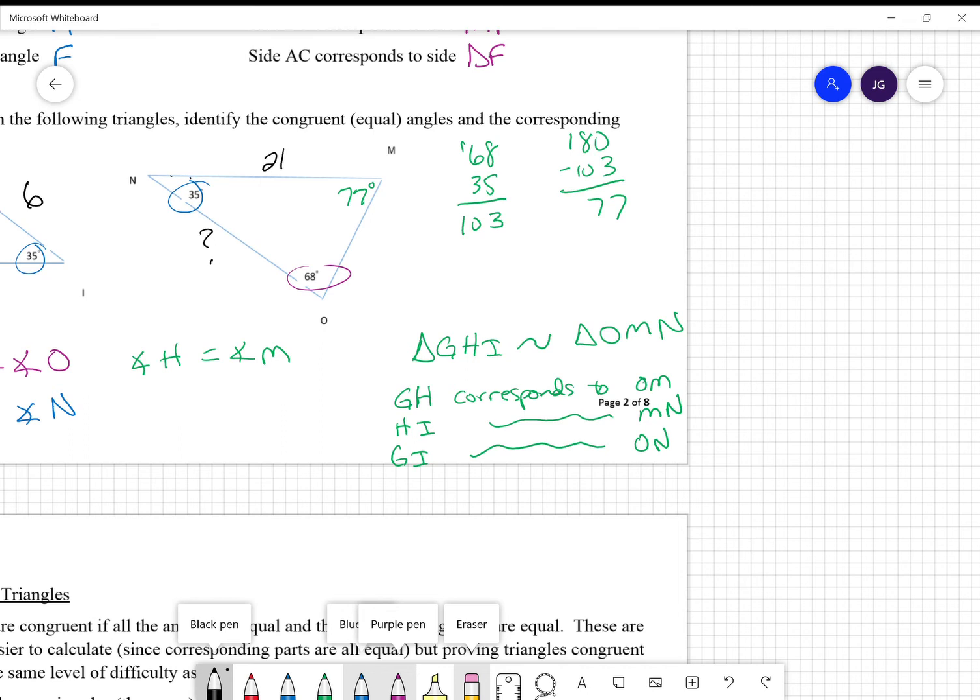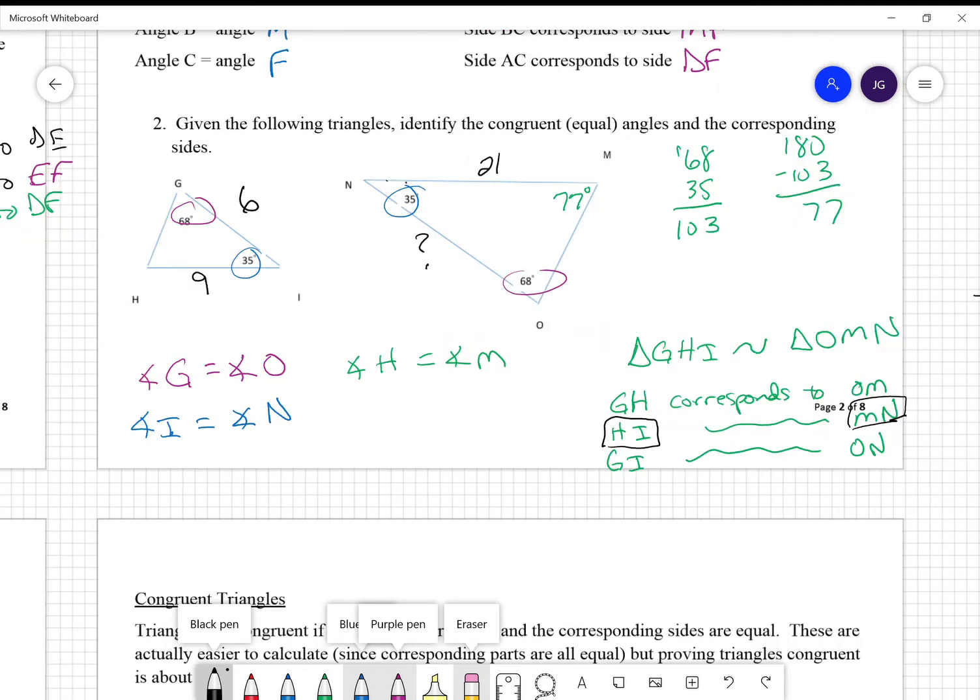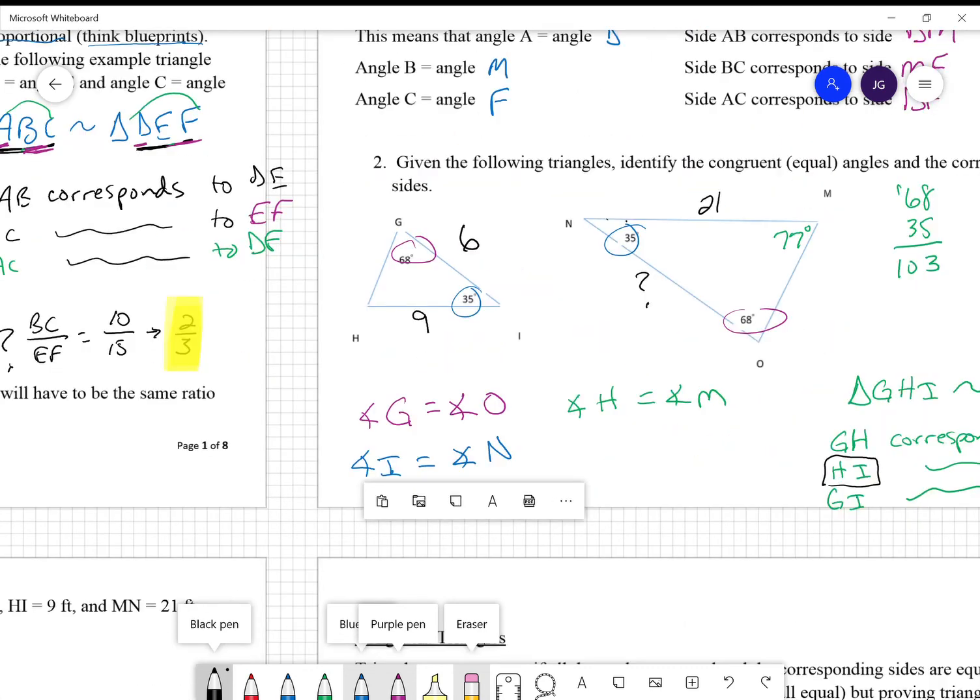Okay, so HI corresponds to MN. Now, I started with the smaller triangle, or the left triangle, so I did HI over MN. Now I have to go back to the first triangle, and the other side I know is GI, which is 6.